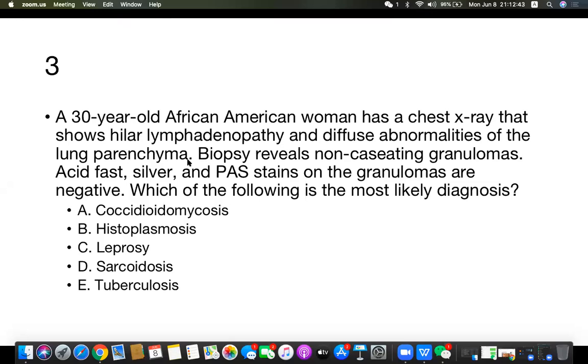The silver and PAS stains are done mainly for fungal lesions. Now see there, some of the options are fungi, coccidioidomycosis and histoplasmosis. These are the fungal diseases. So to rule them out, they have given this clue. These stains are negative. So this case is sarcoidosis. Leprosy never presents like this.